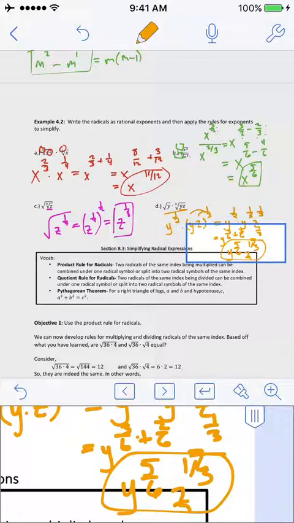Alrighty, so that's pretty much everything you'd ever want to know about rational exponents and converting between them and radicals. It's a lot to take in. Hopefully this answers most of your questions. If not, email me and I will see you in the next video.